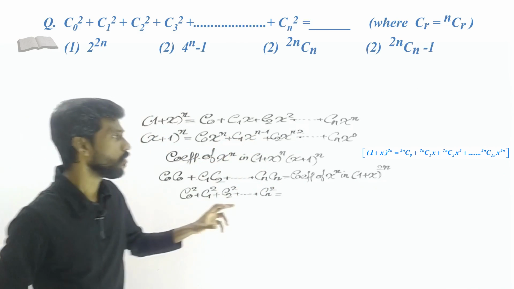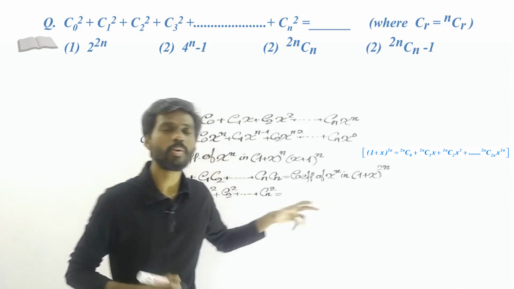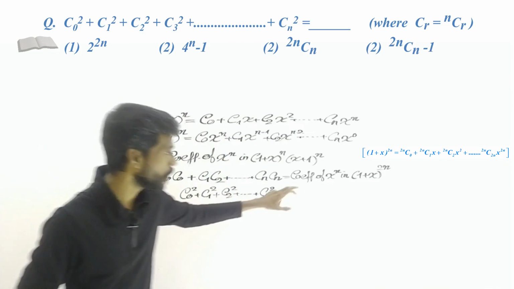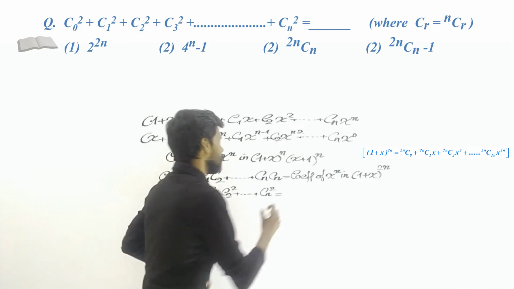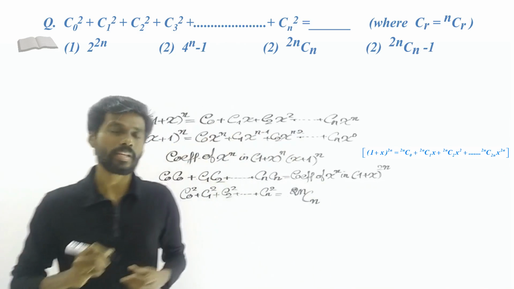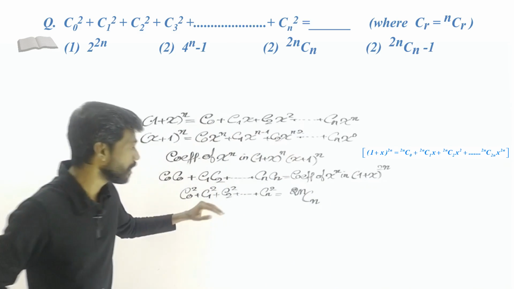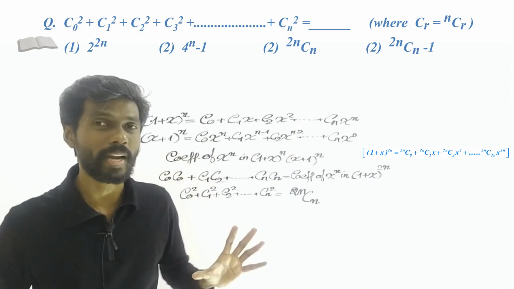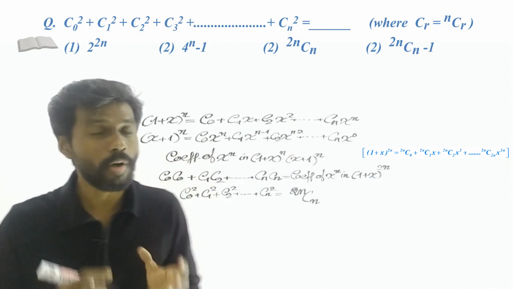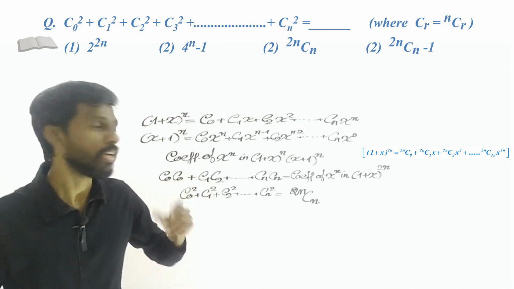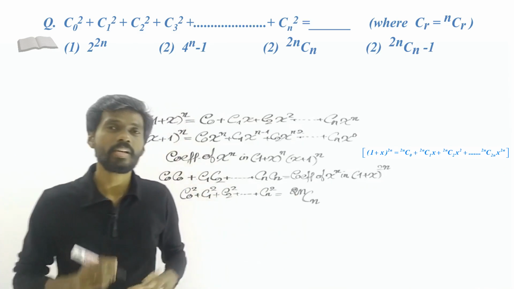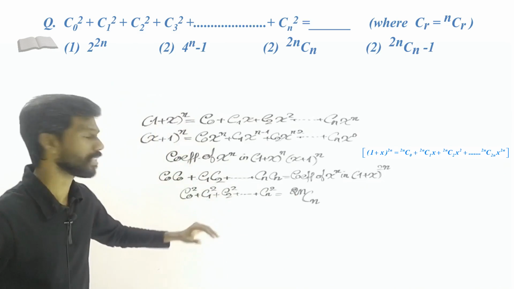But from this, we need the coefficient of x to the power n. What is the coefficient of x square? 2n C2. What is the coefficient of x cube? 2n C3. So the coefficient of x to the power n in this is simply 2n Cn. So that's all, that is the required answer. This is the formula for you to remember: the sum of squares of binomial coefficients. Just like you remember the formula that the sum of all binomial coefficients is 2 to the power n, similarly the sum of squares of binomial coefficients is 2n Cn. So this is for you to remember as a formula.